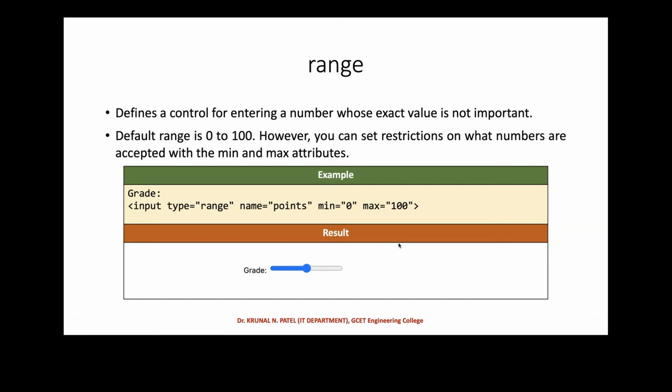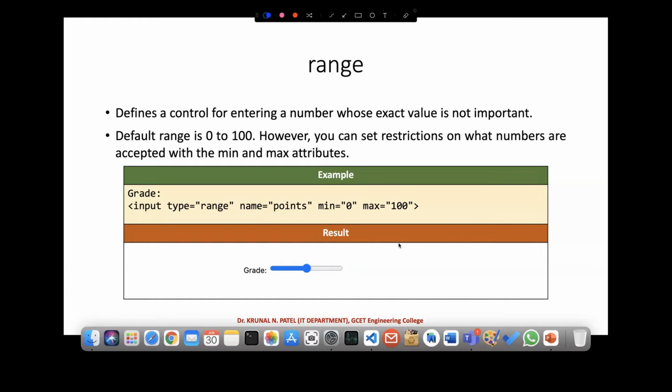Next is range, right? It is like a seek bar. If you want to provide a range between anything, here you have to provide a minimum and a maximum value again, right? According to the input types, you have to remember what kind of attributes you can use with them. That is very important. So here we are providing the range, between minimum and maximum.